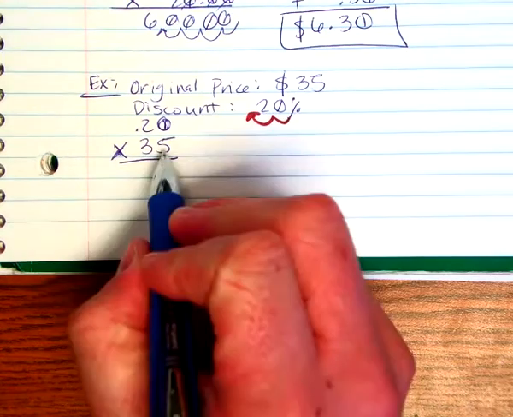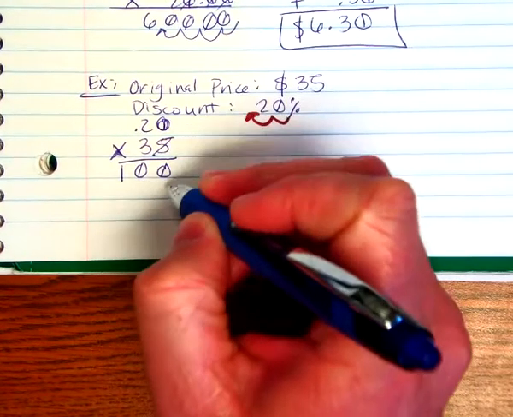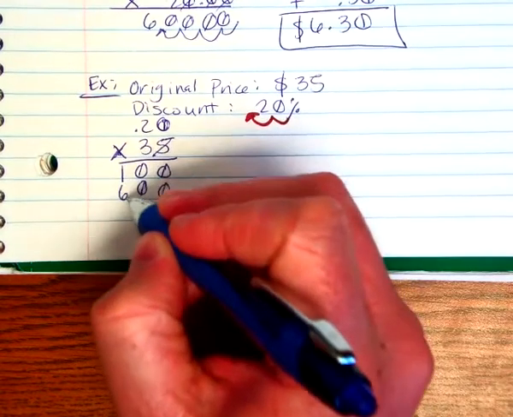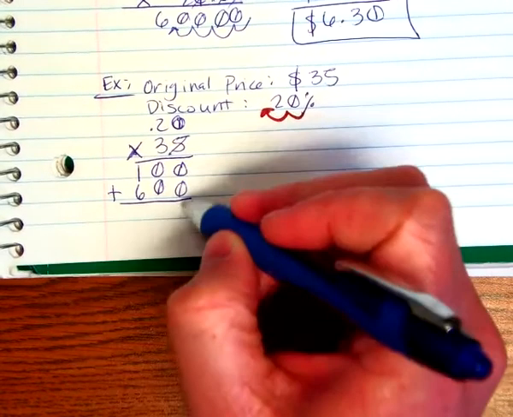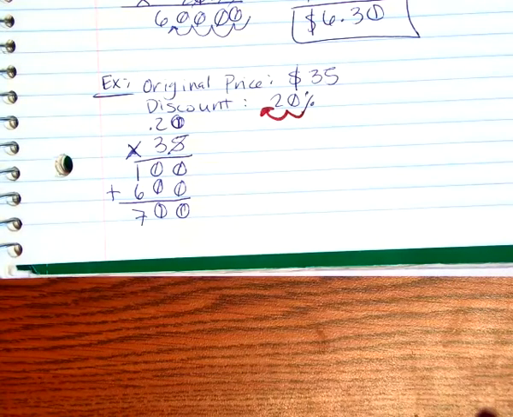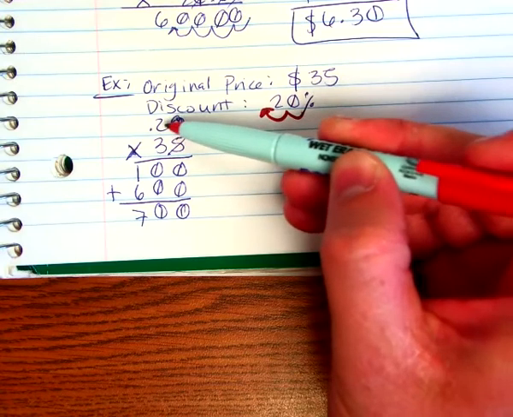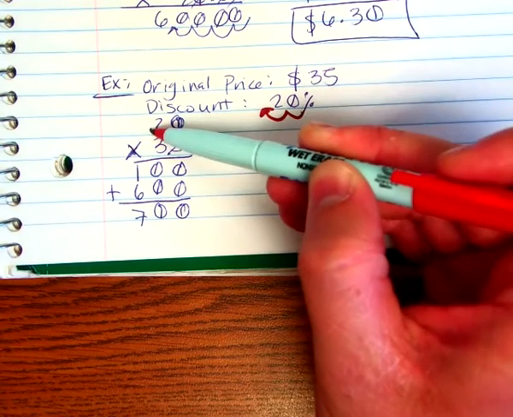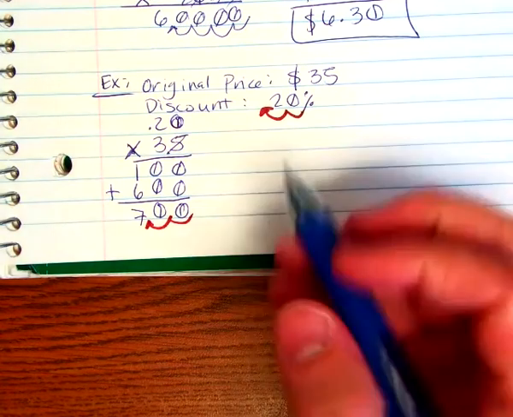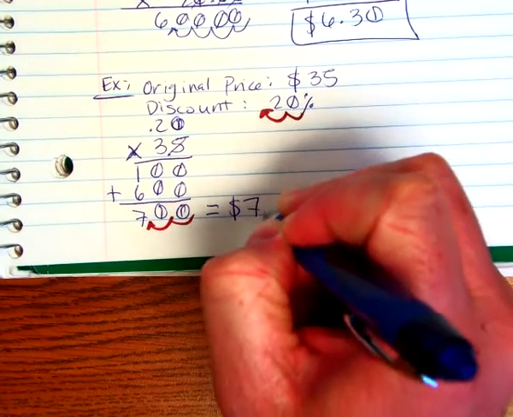So let's multiply this. 5 times 0 is 0, 5 times 2 is 10. We've used the 5, so we'll move it over. 3 times 0 is 0, 3 times 2 is 6. That's a 0, that's a 0, that's a 7. But don't forget where the decimal goes. I counted two numbers, 2 and 0. Two numbers that came after a decimal. So 1, 2, so I got to bring it in. 1, 2. That means that this was $7.